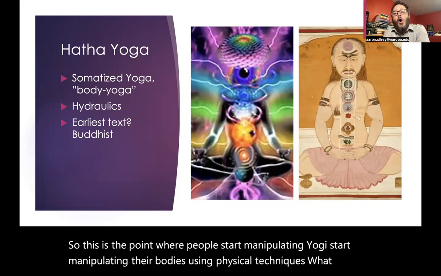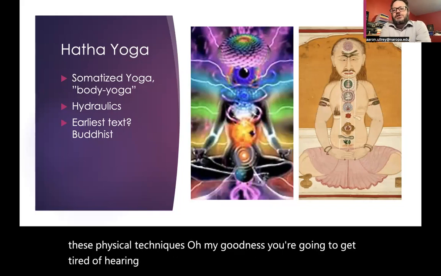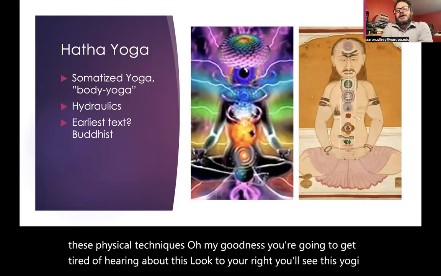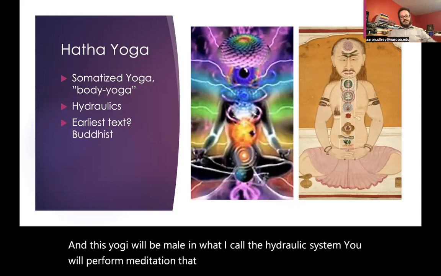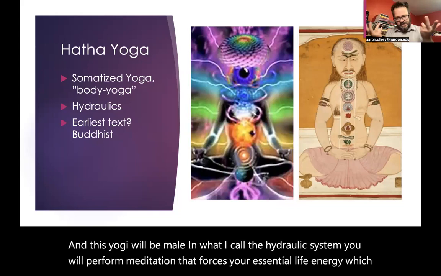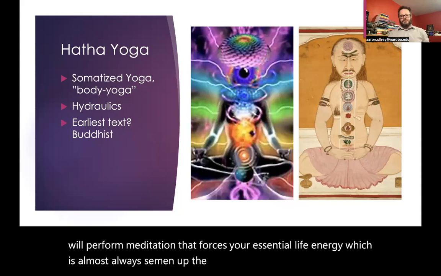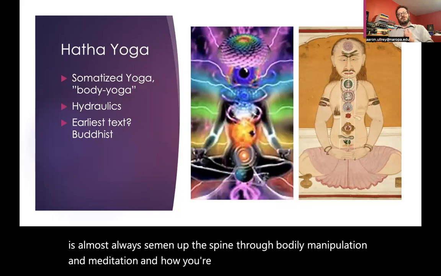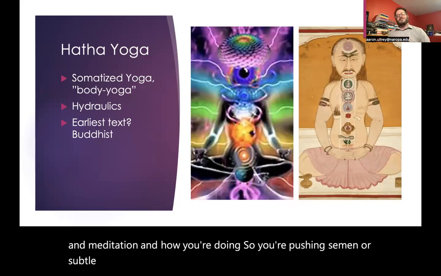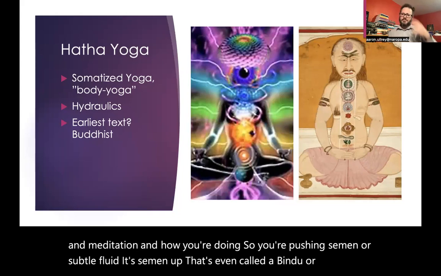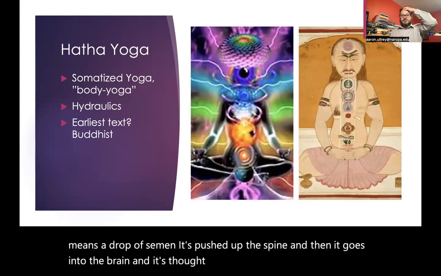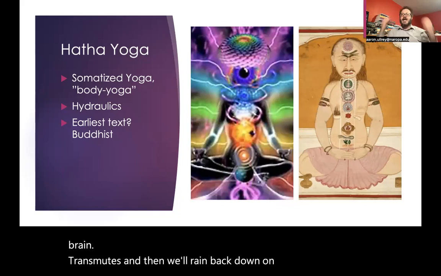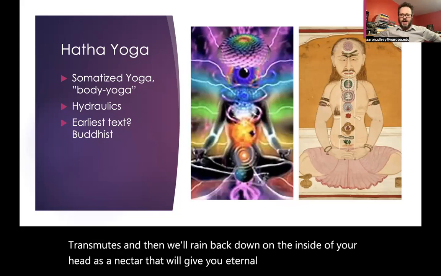What are these physical techniques? Oh my goodness, you're going to get tired of hearing about this. Look to your right. You'll see this yogi here. And this yogi will be male. In what I call the hydraulic system, you will perform meditation that forces your essential life energy, which is almost always semen, up the spine through bodily manipulation and meditation. So you're pushing semen or subtle fluid, it's semen, up. It's even called a bindu or a bindi, which means like a drop of semen. It's pushed up the spine and then it goes into the brain, and it's thought that in the brain it transmutes and then will rain back down on the inside of your head as a nectar that will give you eternal life. I will talk about this a lot. What about the ladies?